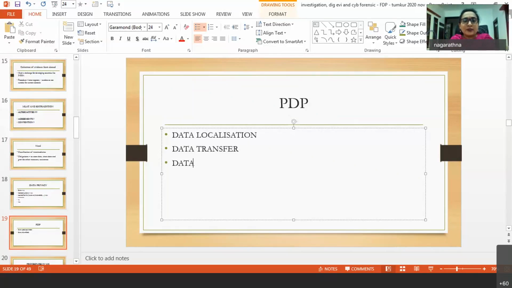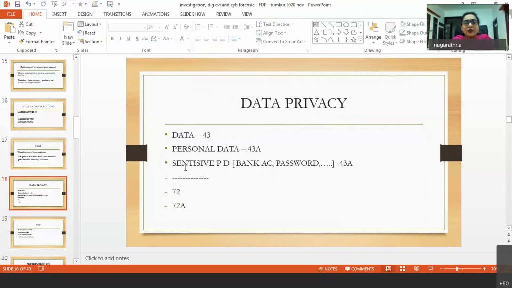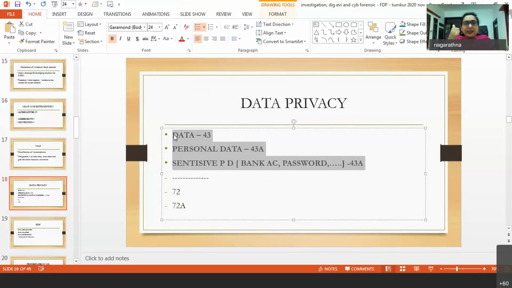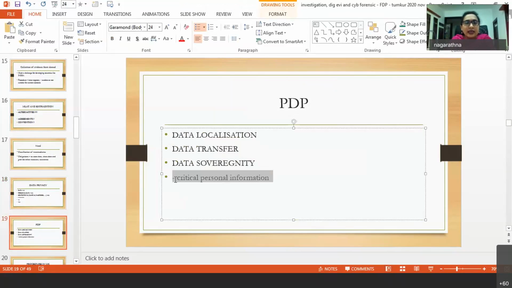Right? So now there's another concept called data sovereignty. What is data sovereignty? For this purpose, they're going to use another term called critical personal information or critical personal data. As of now, we're only using these three terms: data, personal data, sensitive personal data. Once the new law comes, there will be another set of data called critical personal information. These are so critical that the government feels it should never go outside the country. They're going to list which are these critical personal information, and no one can send this data outside the country. It may or may not include biometric data.